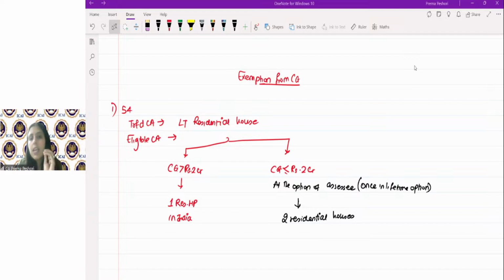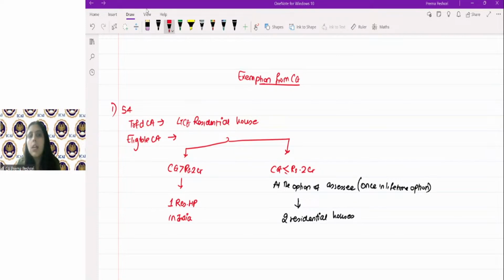If the assessee has availed the option for two residential house properties, then he will not be entitled to avail the benefit of section 54 again in that year or in any other assessment year. Are we clear? So you can invest your long-term capital gain on the sale of a residential house in one residential house property.